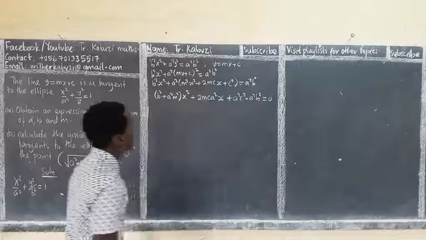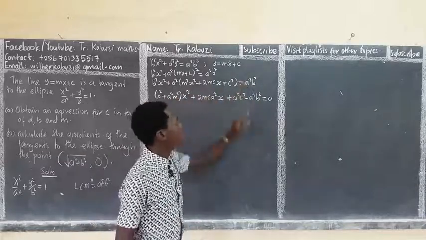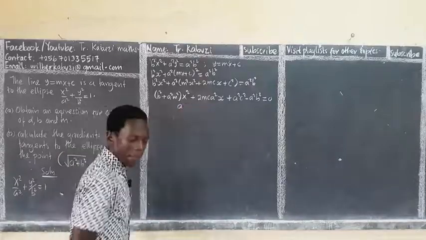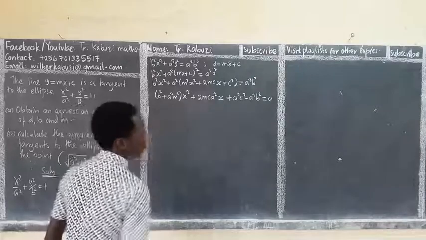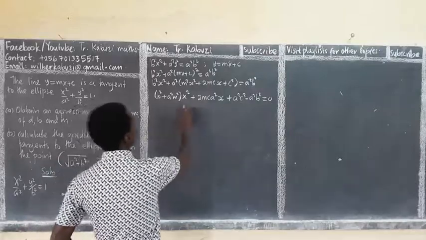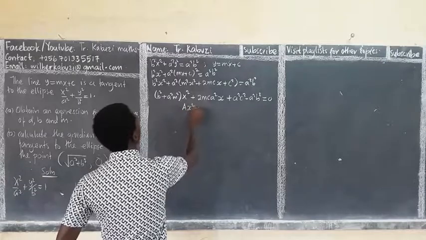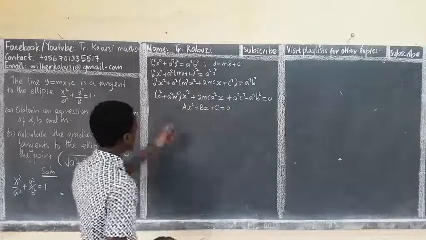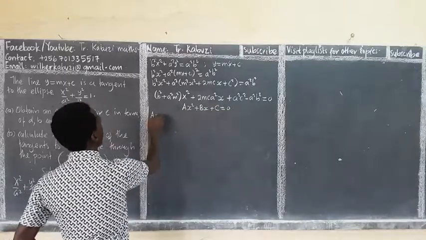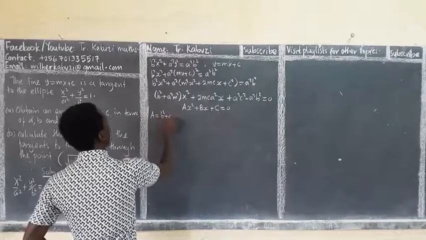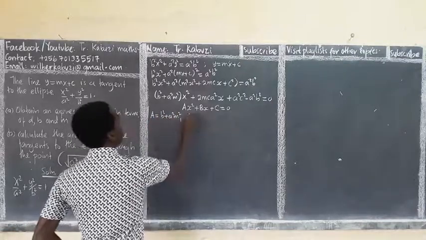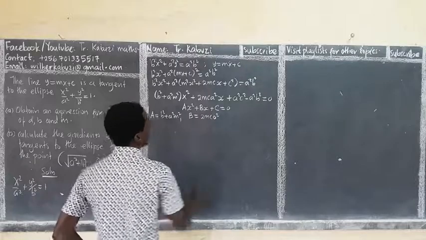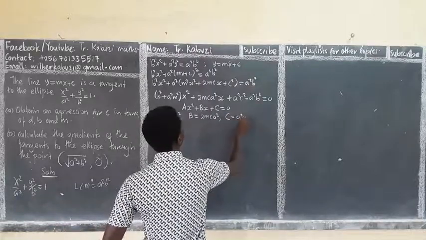I bring this term to the other side. Now I compare with the general quadratic equation, using capital letters because we already have small letters there: Ax squared plus Bx plus C equal to 0. If we compare, we can establish that my A is this, my B is the coefficient of x, and my C is the constant term.